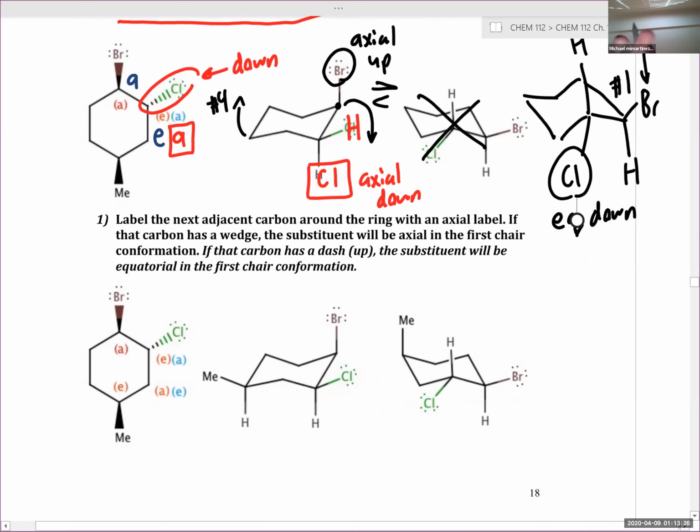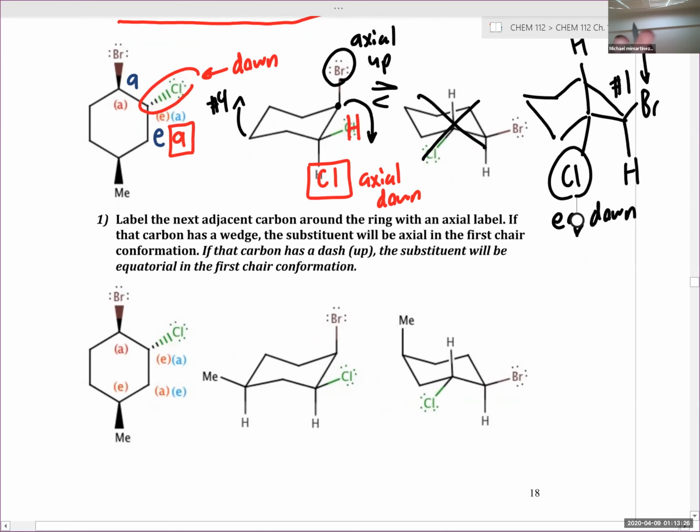So we're going to keep going. We keep labeling, so we put the next adjacent carbon around the ring with an axial label. If the carbon has a wedge, it would be axial. If the carbon has a dash, the substituent's equatorial. So counting around the ring, axial, equatorial, axial, equatorial.